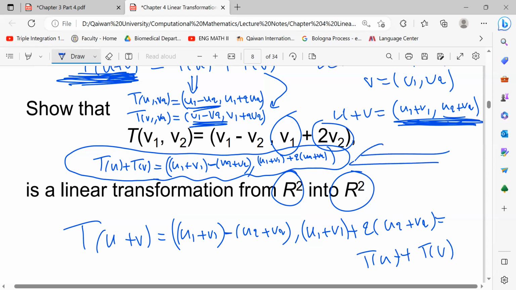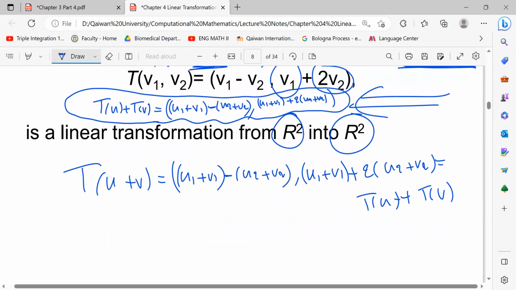What's T of U plus T of V? That's it. These are equal. So you get the same. It satisfies the first condition. How about the second condition? For the second condition, it's the same, but here we just take one vector.